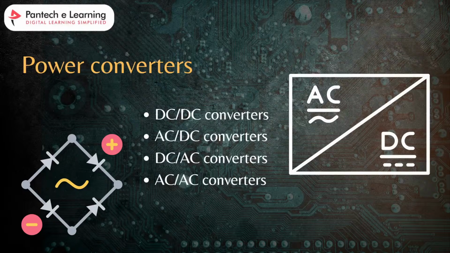The next one is the AC to AC converter. These change AC power from one form to another. It is like adjusting the speed of an AC motor by changing its frequency.